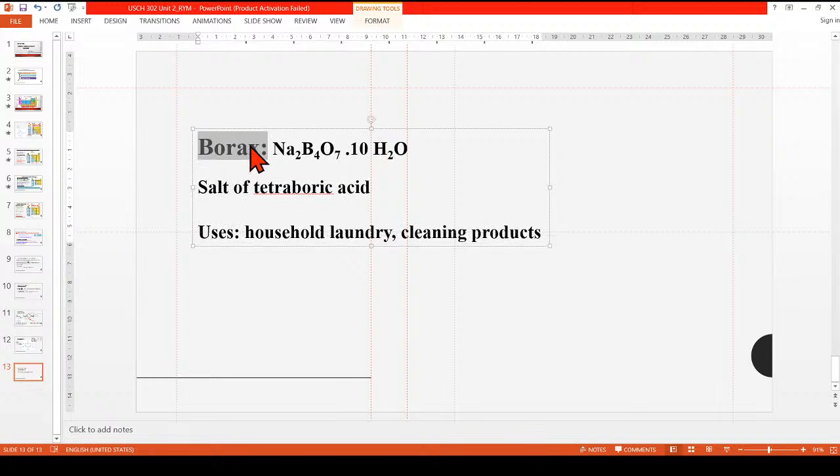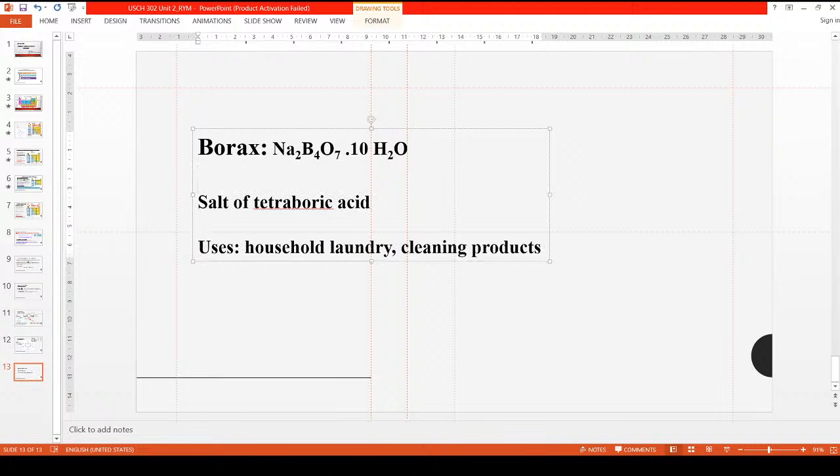Where did you use borax, quickly tell me. Borax, it is a primary standard, right? Borax is a primary standard used to standardize what?